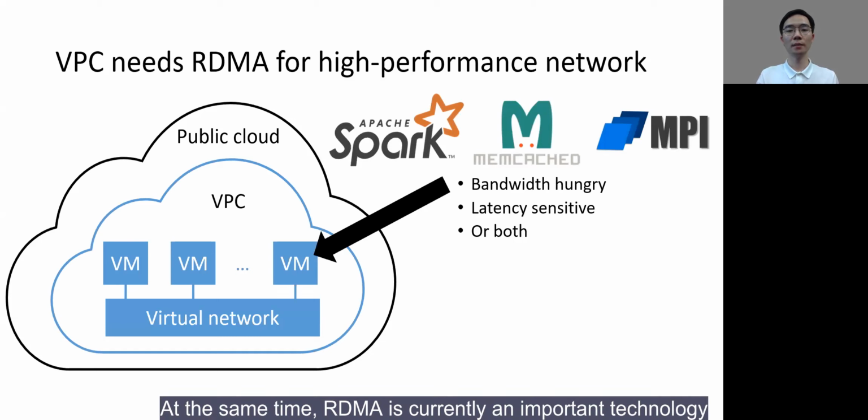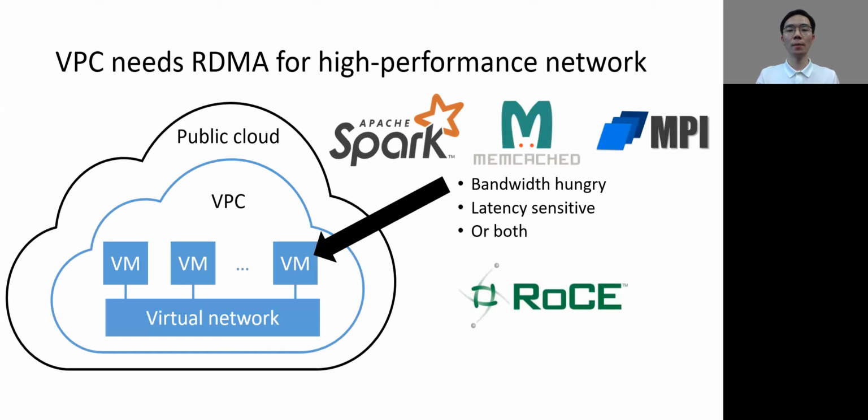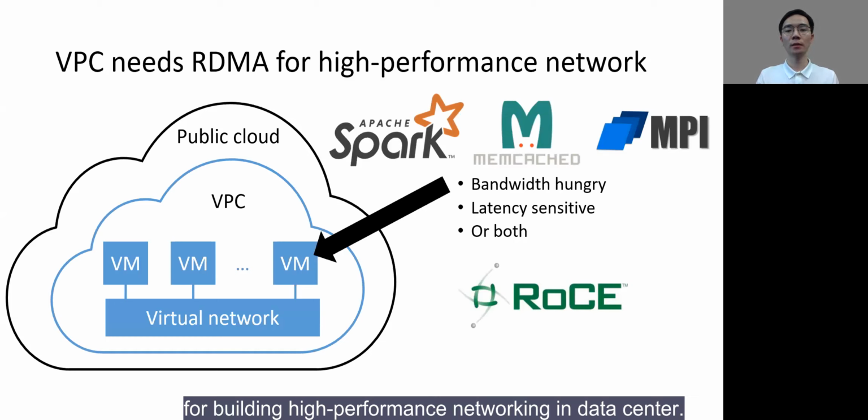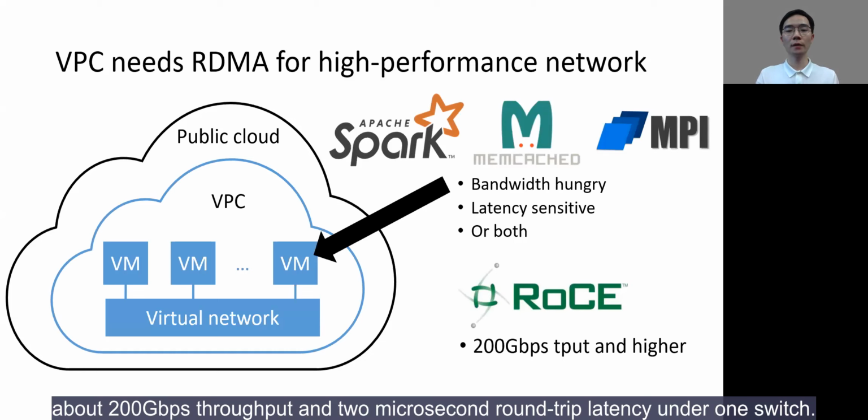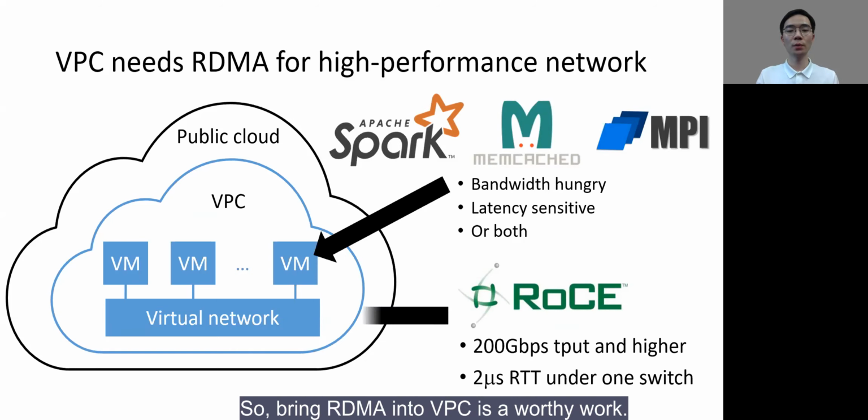At the same time, RDMA is currently an important technology for building high-performance networking in data centers. For now, the state-of-the-art RDMA can provide about 200 gigabits per second throughput and 2 microsecond round-trip latency under one switch. So bringing RDMA into VPC is worthwhile work.